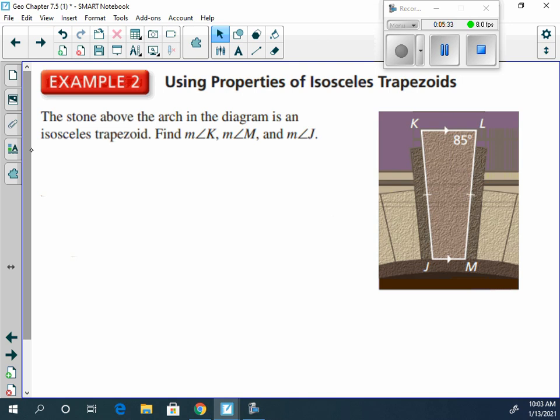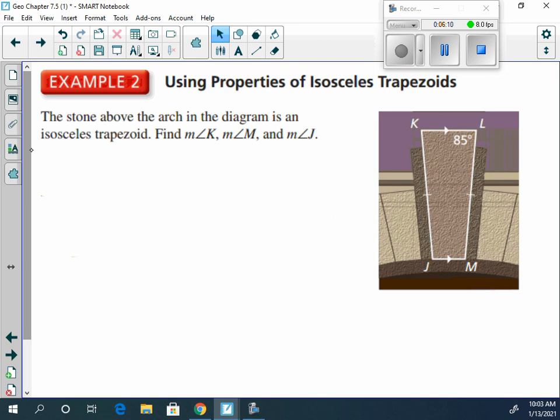Now, the stone above the arch in the diagram is an isosceles trapezoid, so the legs are going to be congruent to each other. Looking at this, since we know it's an isosceles trapezoid, we know that the base angles are congruent.